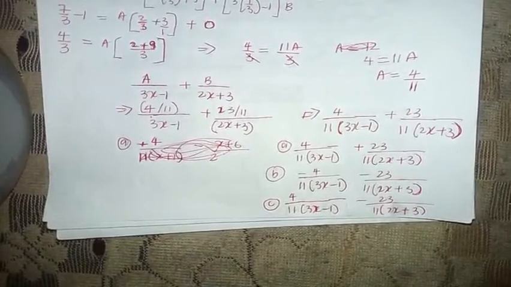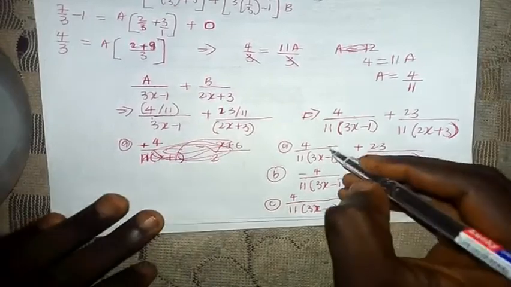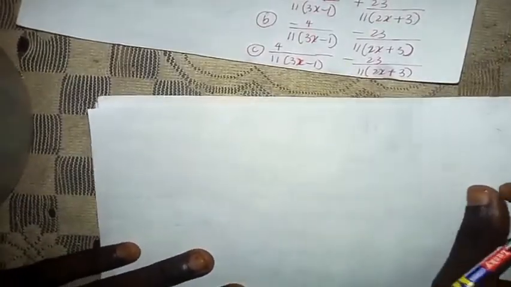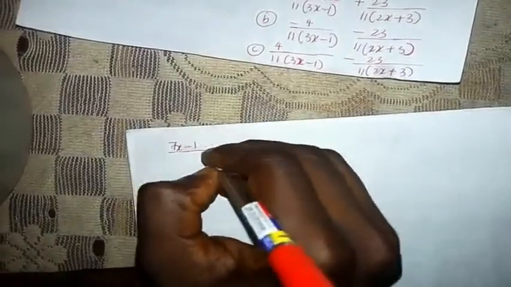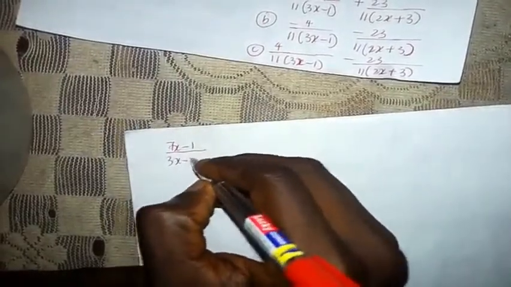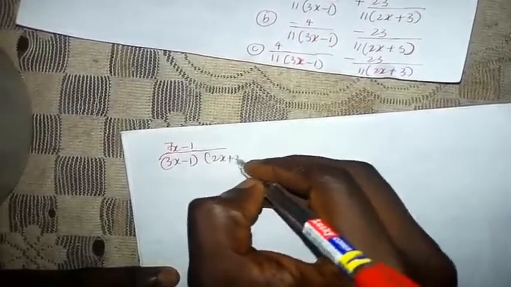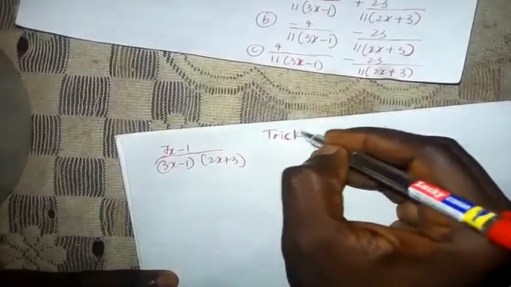Now this is how you use the trick to solve the question. This is what you do for the trick. Your question given to you is we're given 7x minus 1 over 3x minus 1 and 2x plus 3, and we have to express it in partial fractions. The trick is not something that is not real.